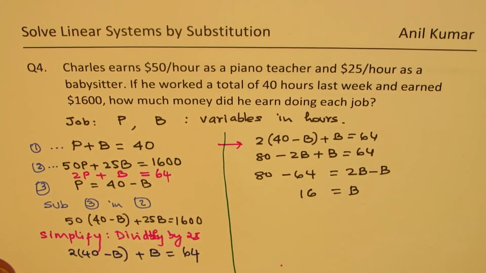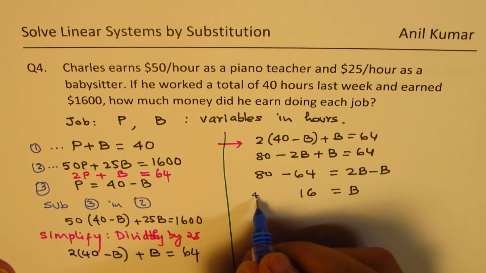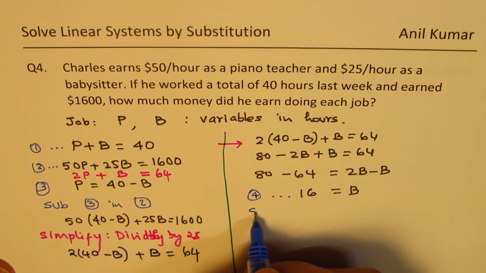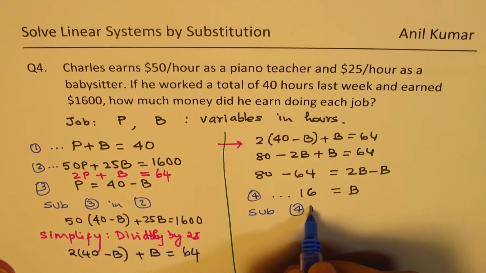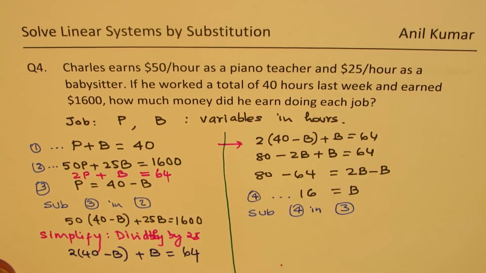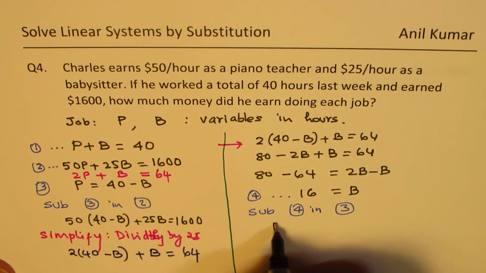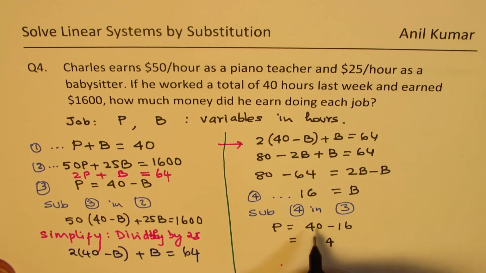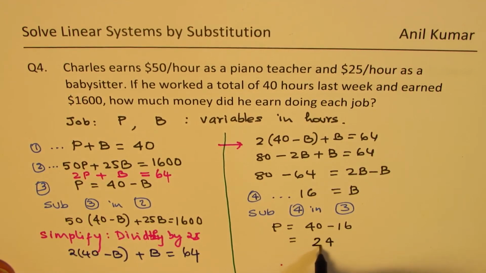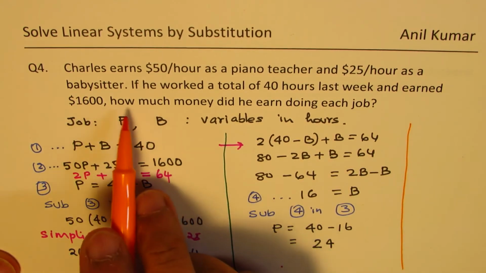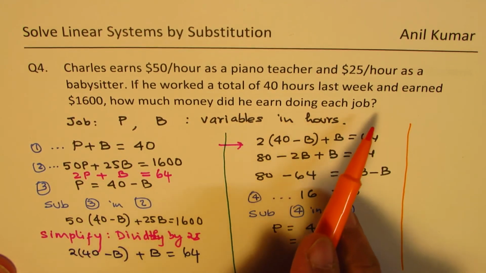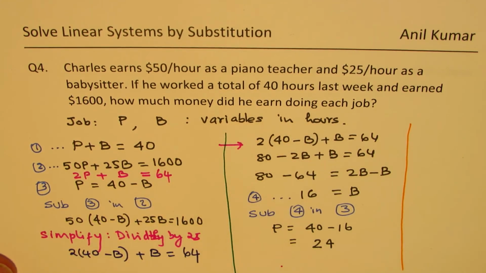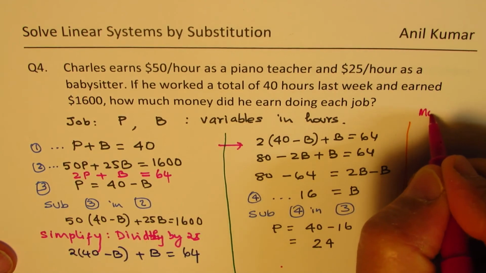So if B is 16, let's call this equation number 4 for us, right? Then we'll sub 4 in 3. So we get the value of P as equals 40 minus 16, which is 24, correct? So now we can write down our answer: how much money did he earn during each job? We have to write the money earned, right? So these were the hours worked. So now we have to write the money earned.